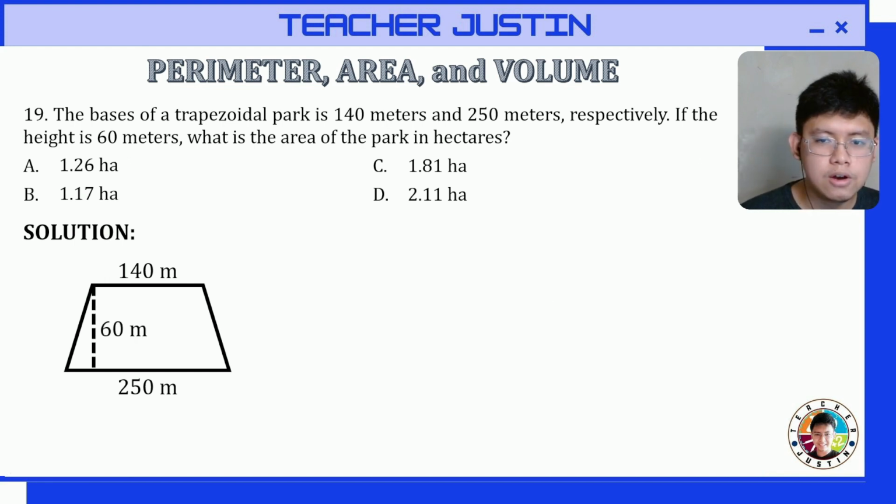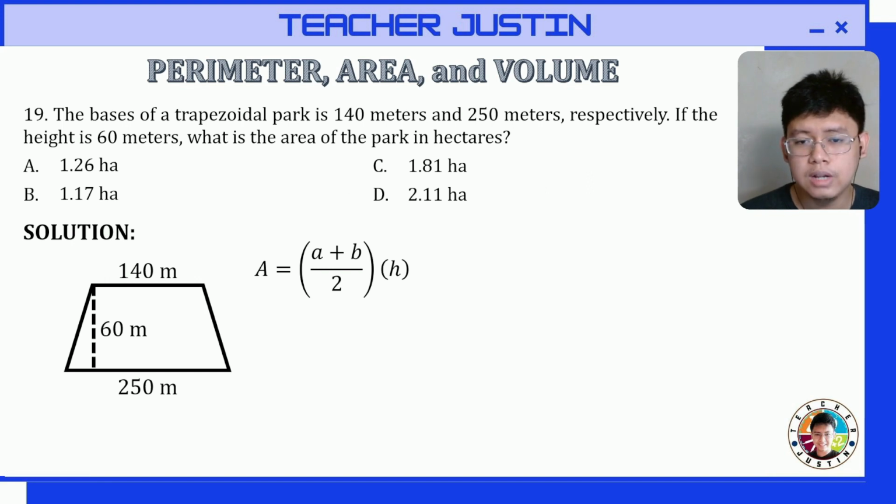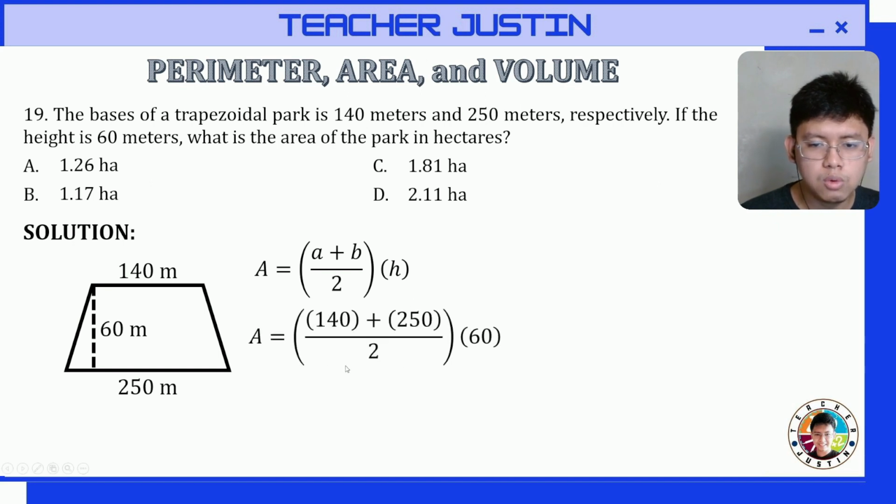Let's solve for the area of our trapezoidal park. So, the formula for the area of the trapezoid will be equal to A plus B all over 2 times the height. Now yung A dito will be the upper base, yung B naman will be the lower base, tapos yung H will serve as the height of our trapezoid. So let's substitute our corresponding value. So it will now be the area is equal to the quantity 140 plus 250 all over 2 times 60.